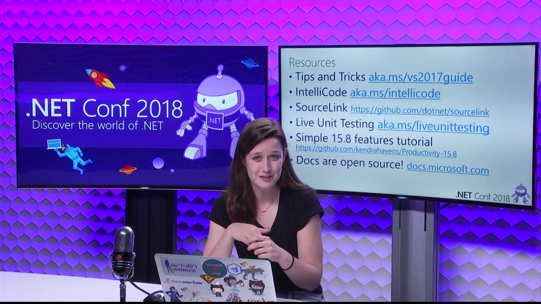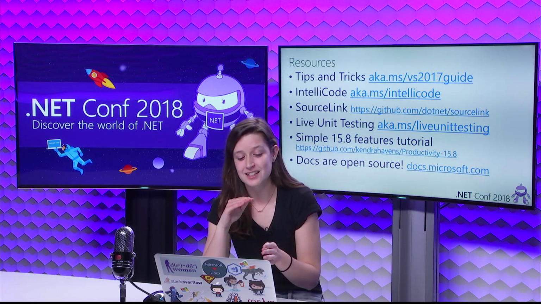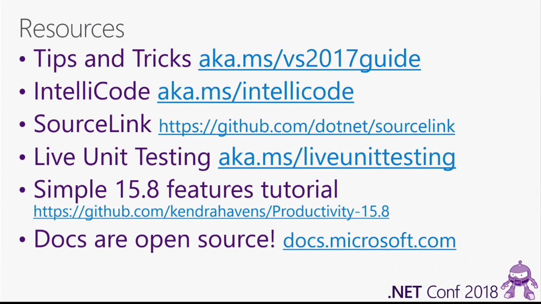You can go and grab the IntelliCode extension at aka.ms/IntelliCode. And if you are a NuGet package maintainer and you'd like to enable SourceLink for the people consuming your package, you can go to github.com/dotnet/sourcelink to find more information about how to hook up your source and how to publish your reference with what you need to enable SourceLink.